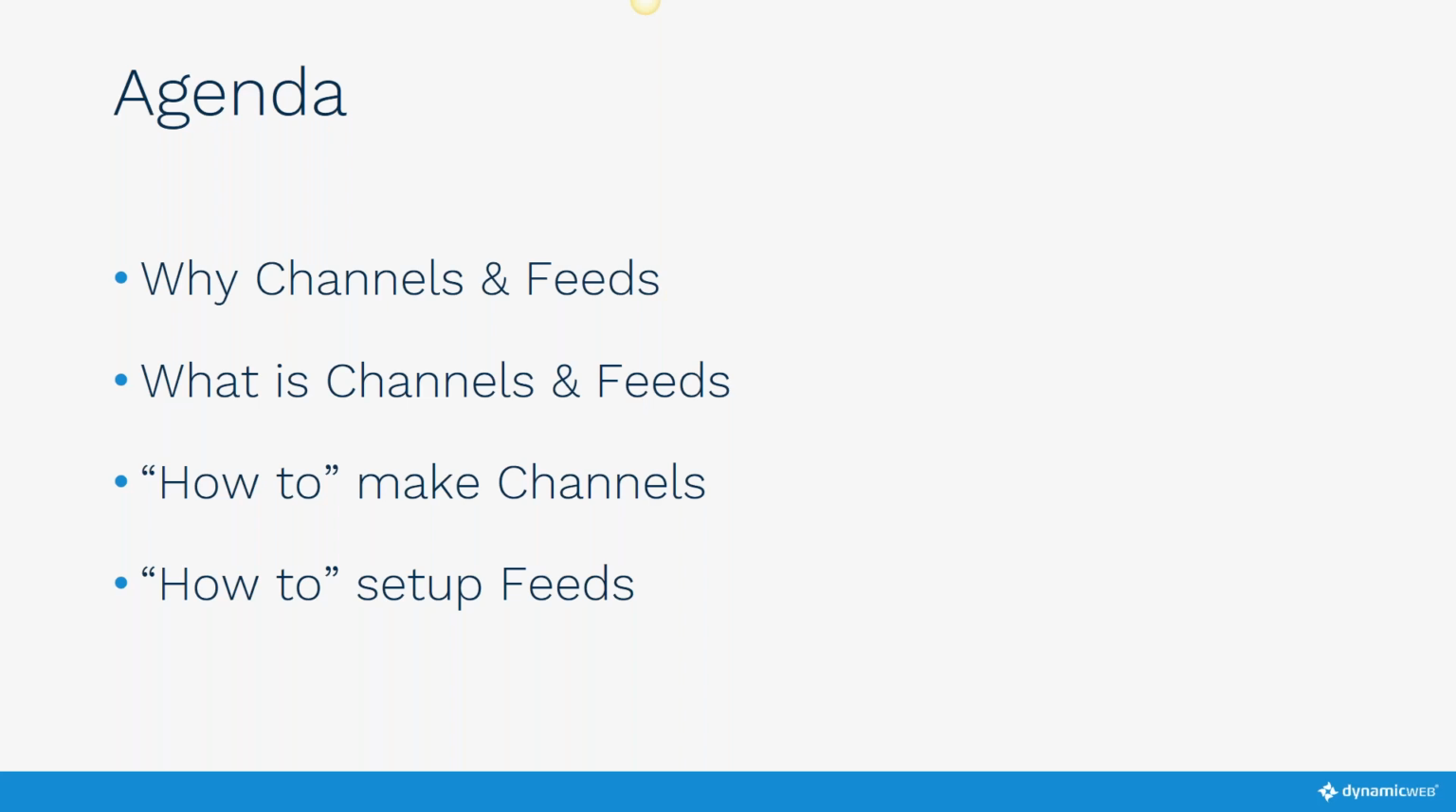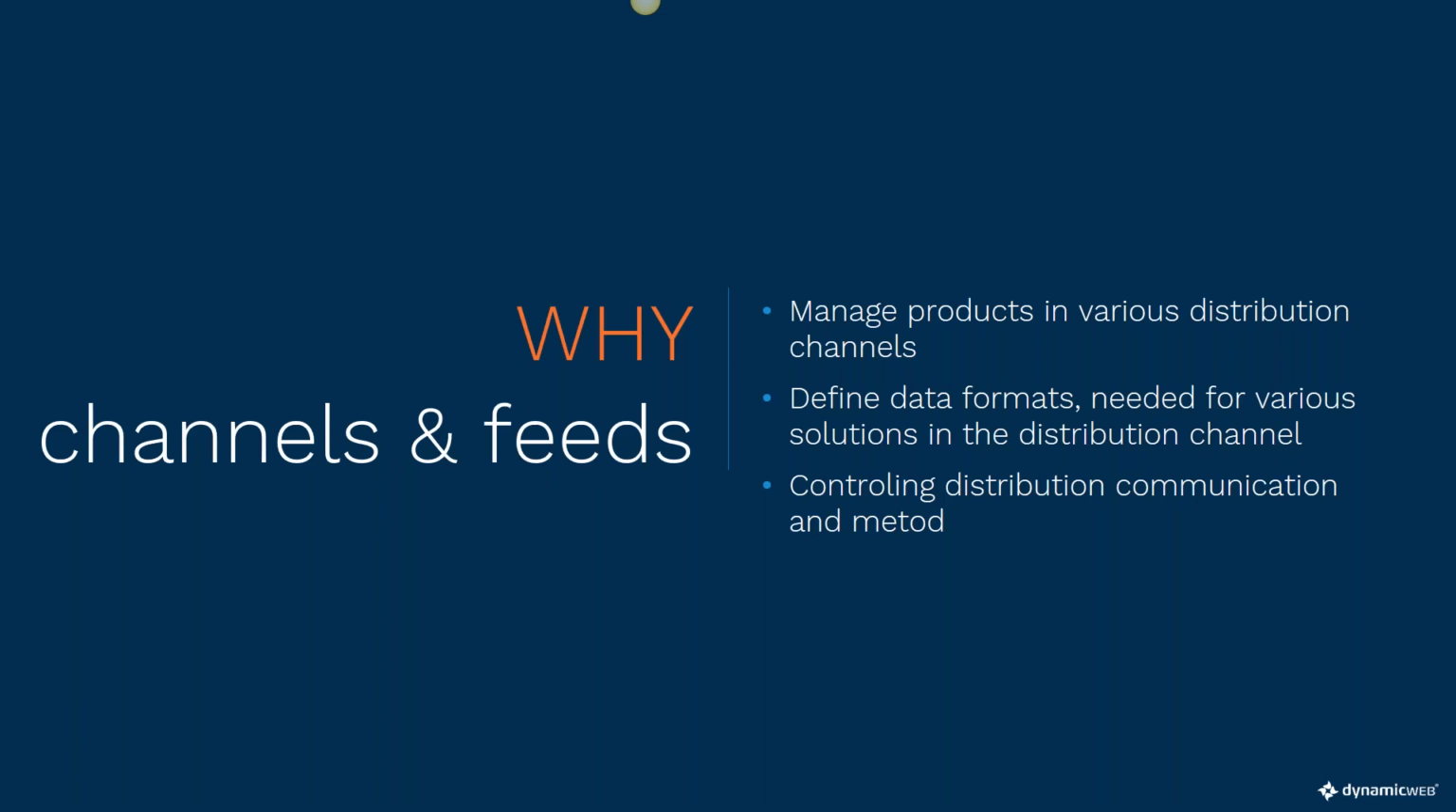Now first, why do we need channels and feeds? We need channels and feeds because when we are dealing with product information in the PIM system, we also need to distribute various type of formats with various type of channels.